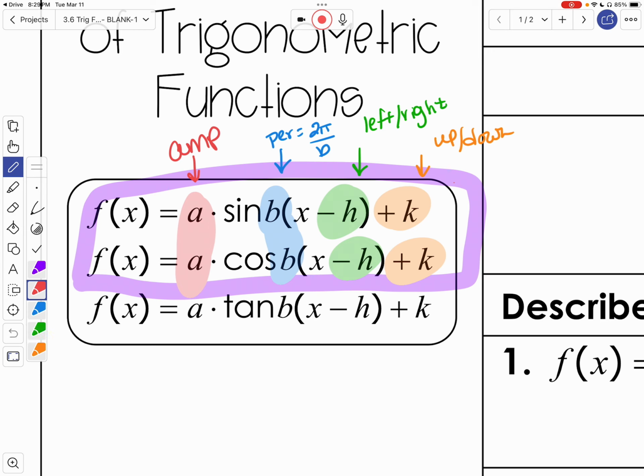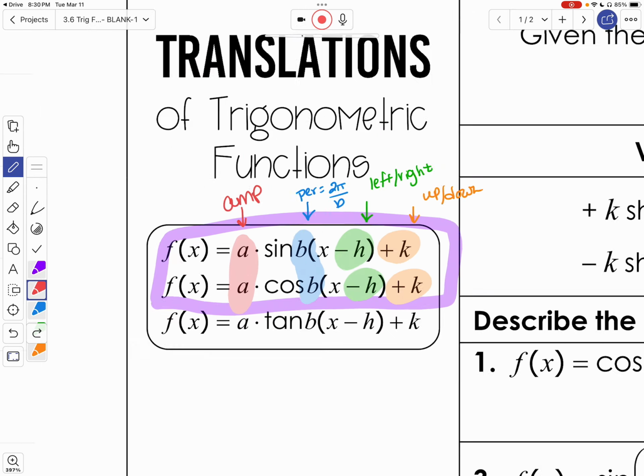Same scenario, the K: notice that K is not hanging out with your ex. It is not wrapped up in each other's business. It has nothing to do with x like H does. It's doing its own thing, far away from your ex. This is a true and loyal friend. So your K value is going to tell you the truth. If it's positive, it's going to go up. If it's negative, it's going to go down.